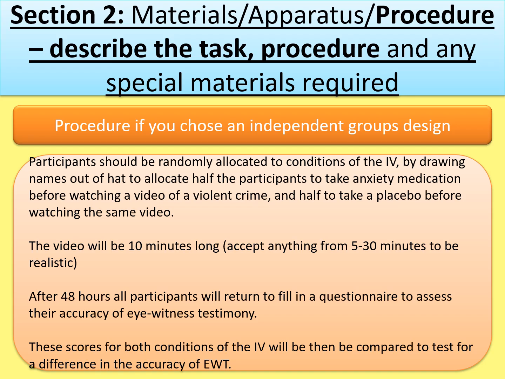Now, the type of experimental design you chose will alter the procedure. First of all, if you chose independent groups, then you should include the following information. You should include that participants should be randomly allocated to conditions of the IV by drawing names out of a hat, to allocate half the participants to take anxiety medication before watching a video of a violent crime and half to take a placebo before watching the same video.